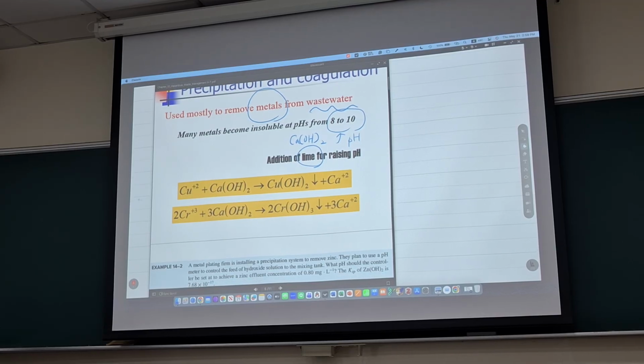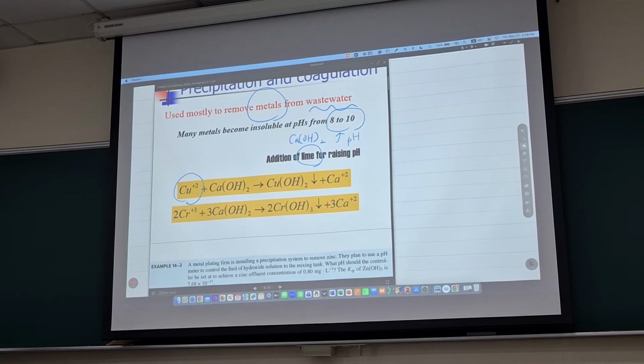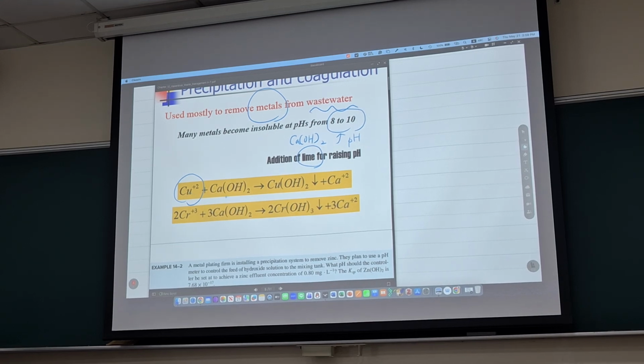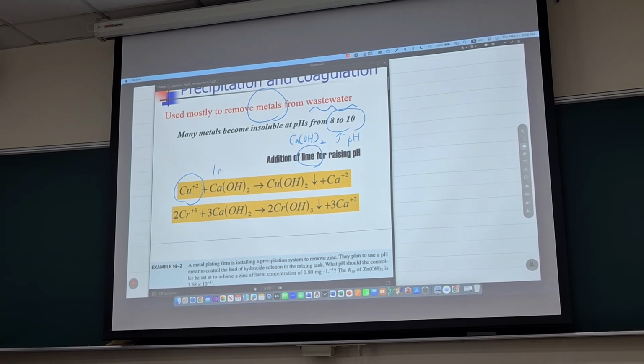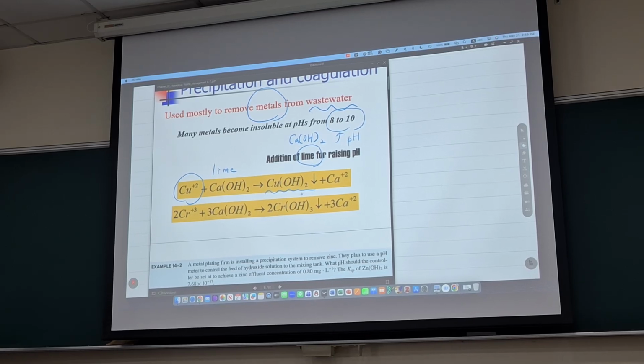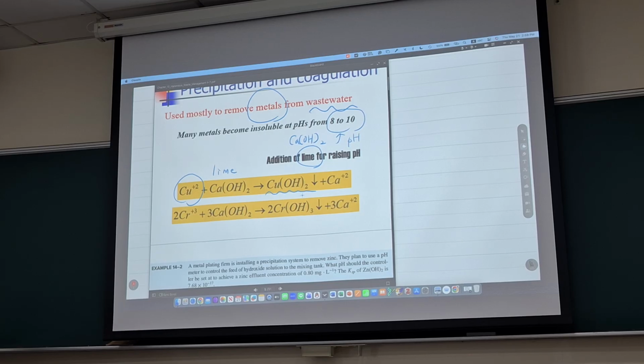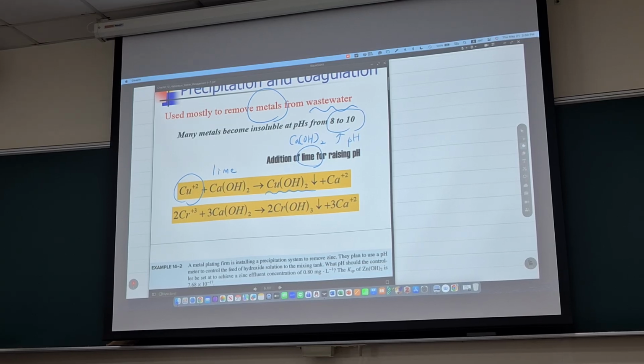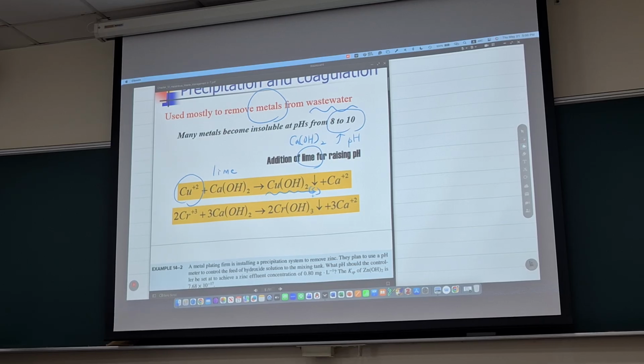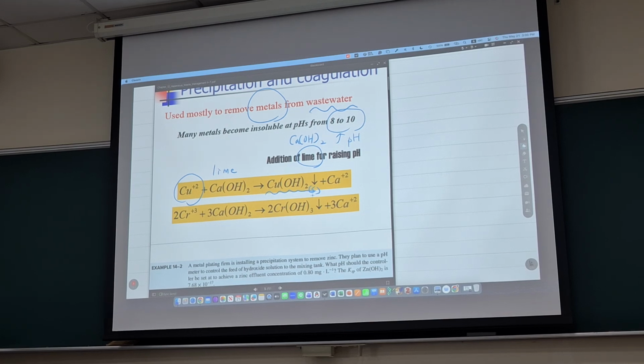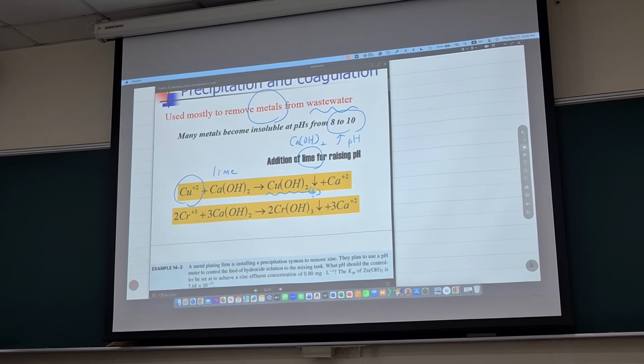Okay, for example, let's use copper as an example, right? The copper will react with lime. Okay, this is lime, calcium hydroxide solution. Then we will get this copper hydroxide precipitate. This is solid. We will get these precipitates. It will form as solid and settle out. Understand?